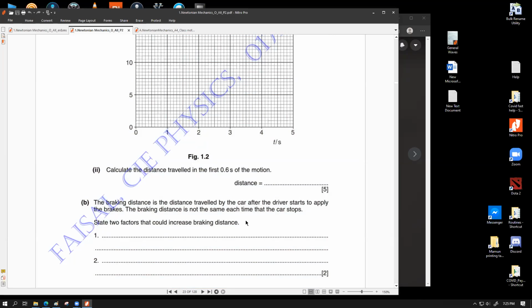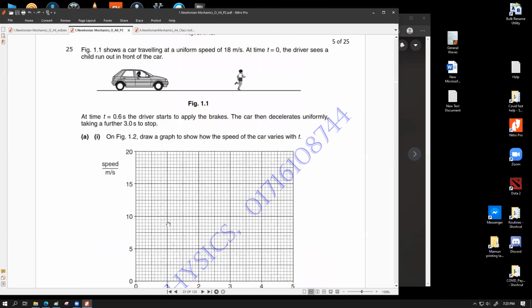So there can be a lot of different factors for reduced braking force, leading to an increased braking distance. But it is altogether dependent upon how much frictional force you can get out of the contact between the tires and the road, how well the braking system of the car itself works, and how much the brakes were pressed. These are the three variables which can affect the braking distance. So you could write any two of these, which could increase the braking distance. If we look at the mark scheme, this is 25.